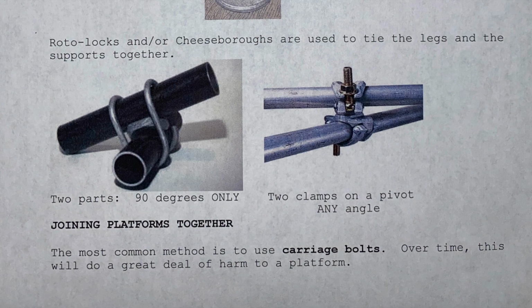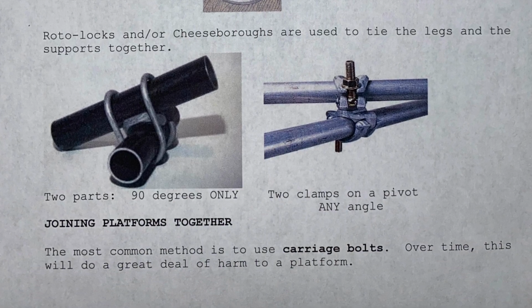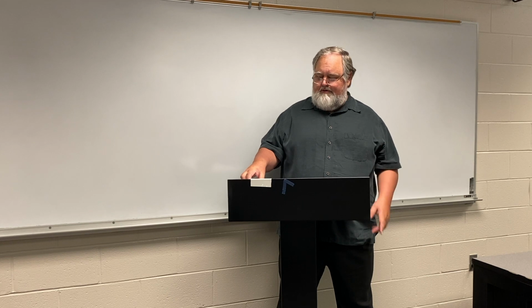The other type of clamp is what's called a cheese burrow. A cheese burrow is basically two pivoting clamps. They're separate. You clamp one to a piece of pipe, you clamp another piece of pipe, and you can set it at any angle you want to. So if you're going to join things at 90 degrees, I would suggest rotolocks. Anything else, the cheese burrows are the best way to go.